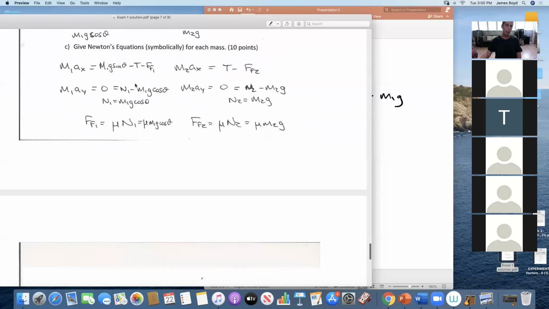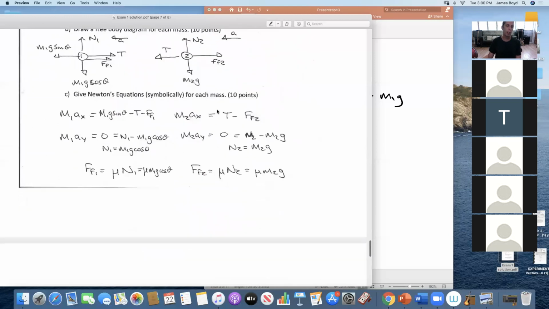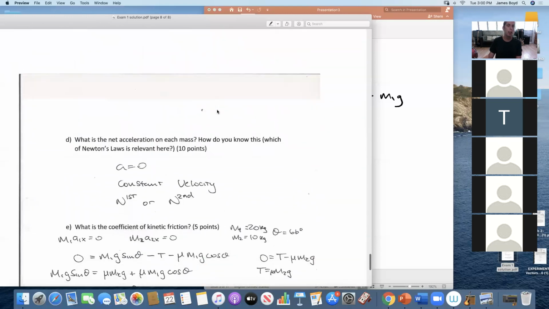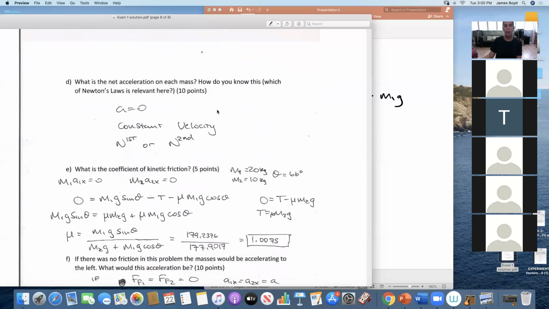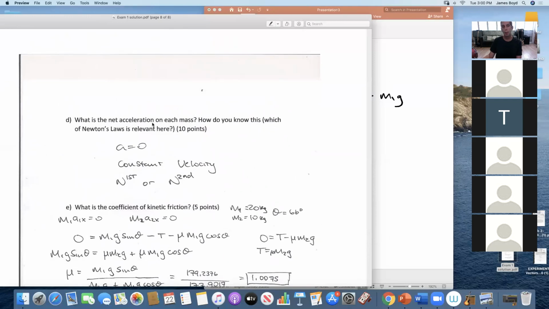When you rewrite this equation, this is mu n1, T is m2 a plus force of friction 2, where force of friction 2 is mu n2, and where n2 is m2 g because the normal is opposite the weight with no sine or cosine on it. All right, anyway. Part D, what is the net acceleration of each mass? How do you know this? Which of Newton's laws is relevant? This says 10 points. That's because I didn't want to give it away, that it was a very simple problem. Constant velocity means acceleration is 0, which means all the masses have no acceleration.